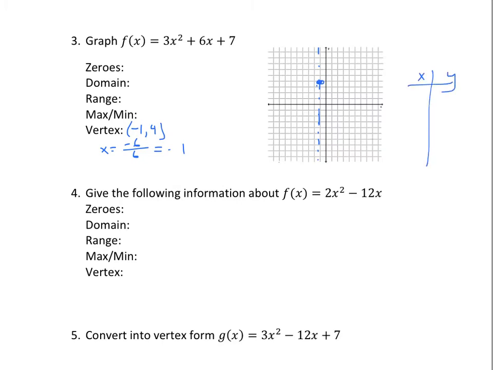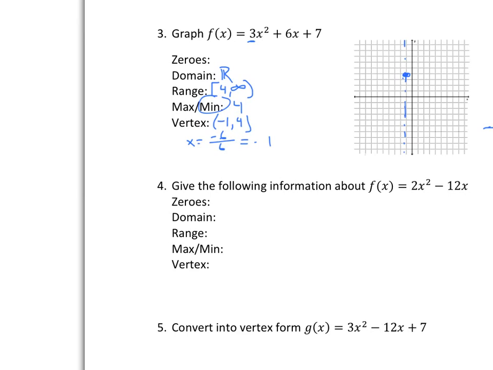Get the table going. Negative 1, 4 is going to be my midpoint. Right, this one's going to be a minimum because a is positive. The minimum is at 4. The range then is 4 to infinity. Domain is all reals. And the zeros, right, you always got to check to see if you can factor this. Make sure you can't. You cannot. So we go to the quadratic formula. We've got x equals negative b plus or minus the square root of b squared minus 4 times a times c all over 2a.